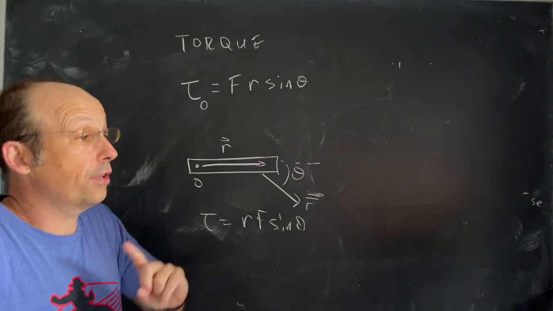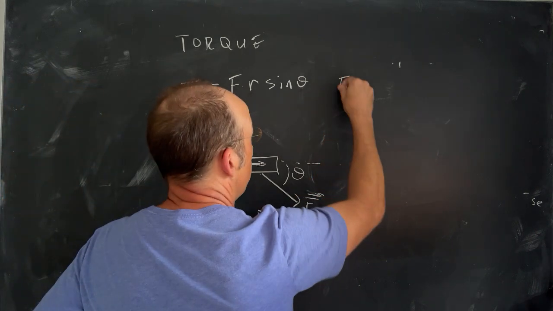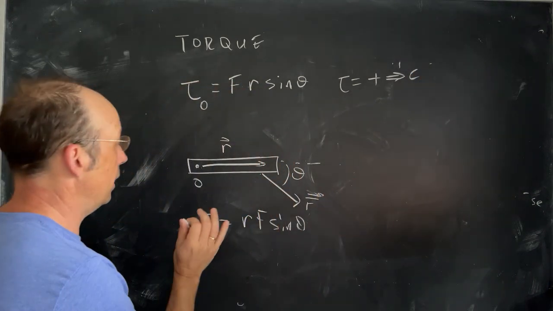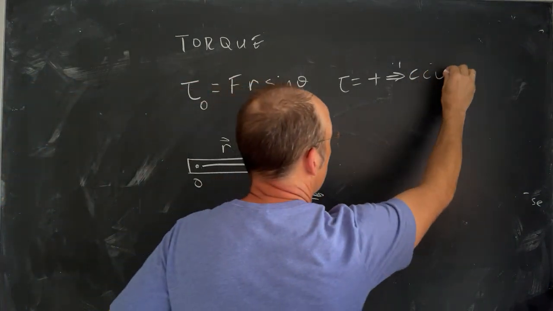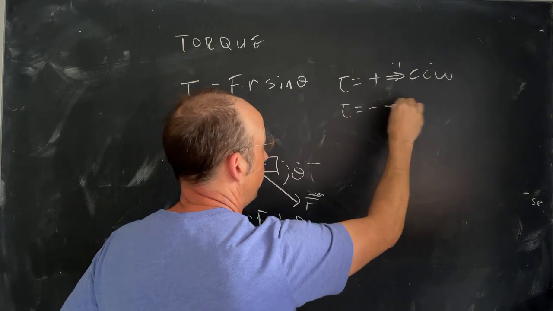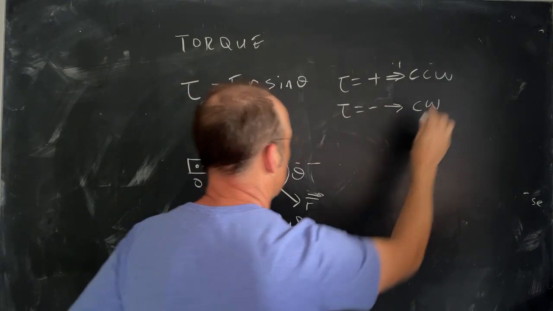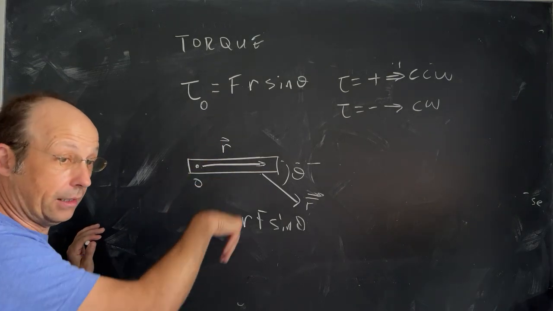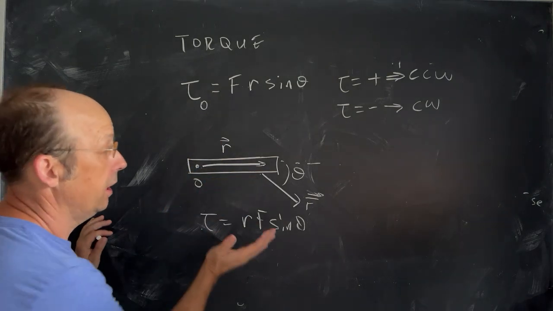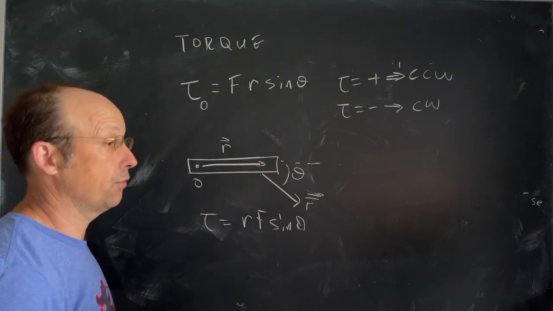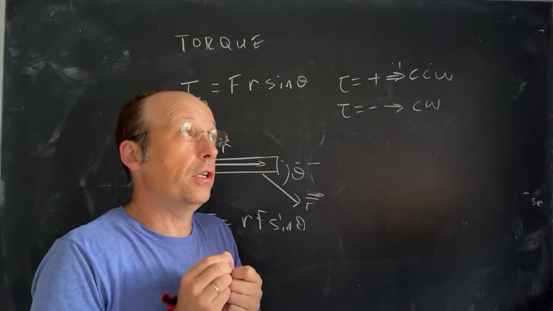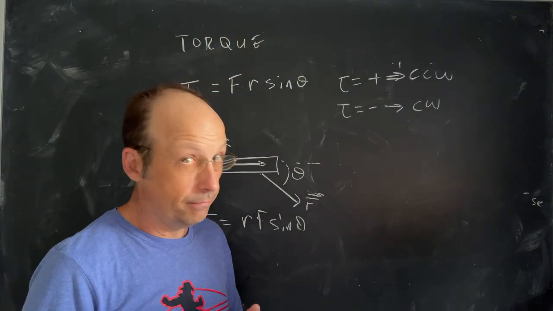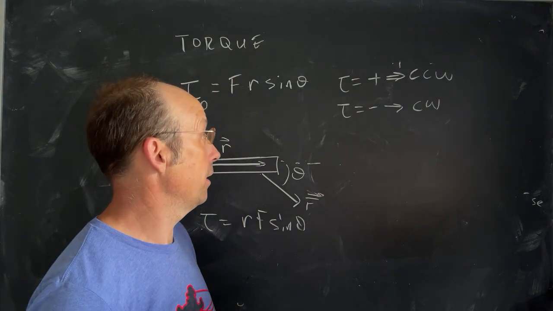Now, we're going to use the convention that a positive torque is counterclockwise, and a negative torque is clockwise. So if this wants to make it rotate that way, that would be a negative torque because that's clockwise. If it wanted to make it rotate this way, that'd be a positive torque. And again, that's a convention. It comes from what we call the right-hand rule that you'll look at in more detail in the second semester.